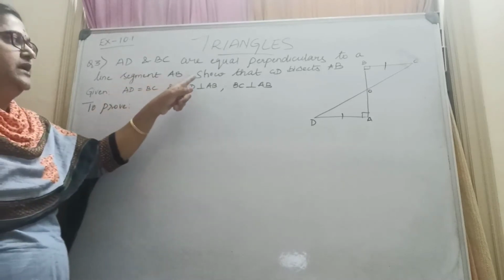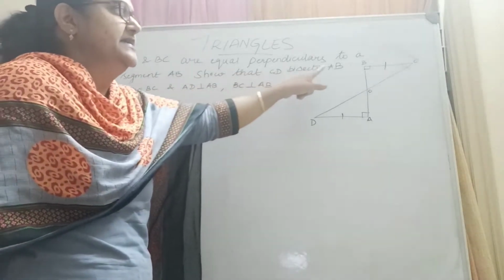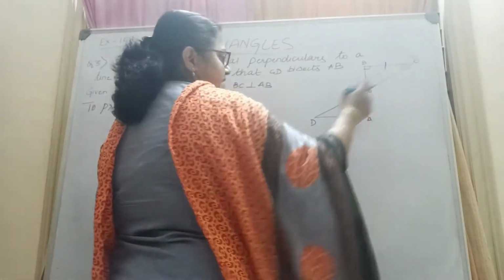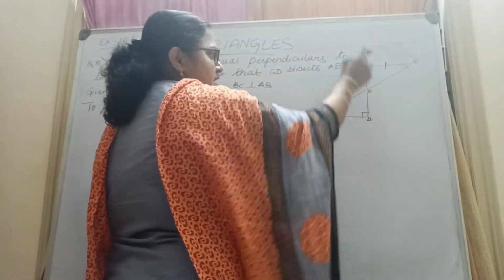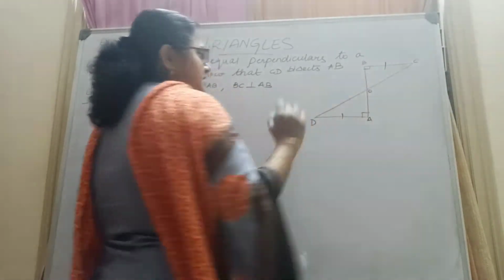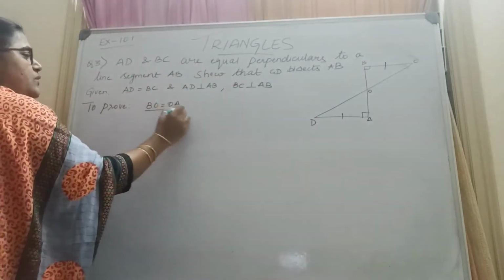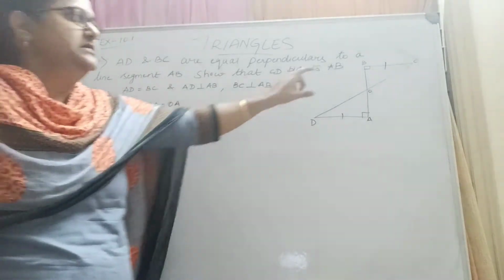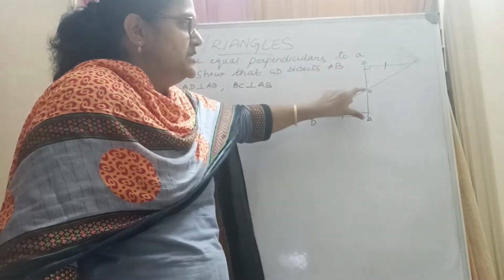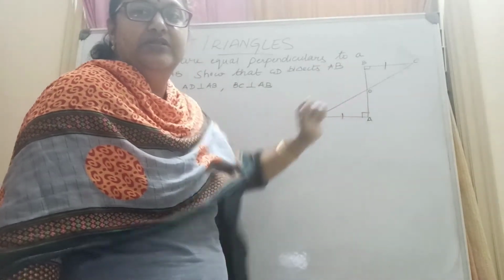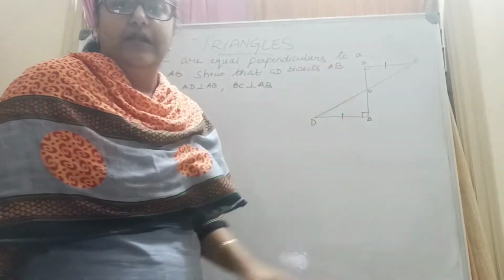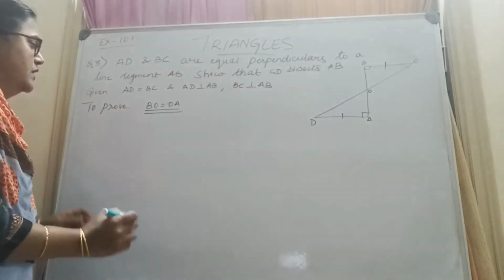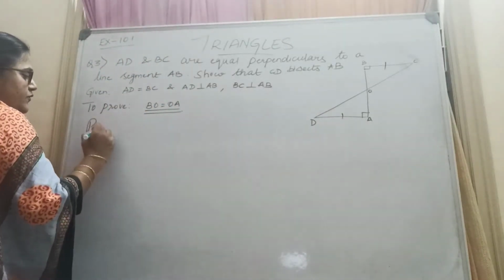And we have to prove that CD bisects AB. That is, the line CD divides AB into two equal parts. That is, I have to prove that BO is equal to OA. That is, I have to prove that O is the midpoint of AB. That is what we have to prove. Okay. Moving on to the proof.